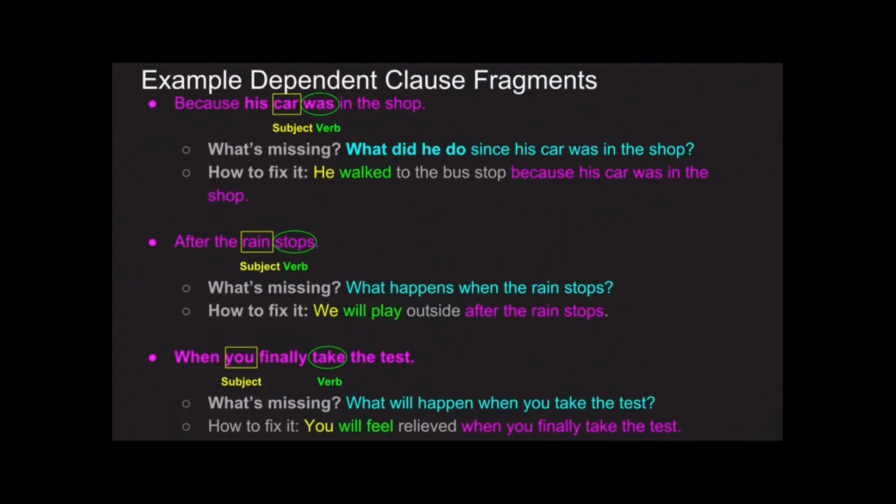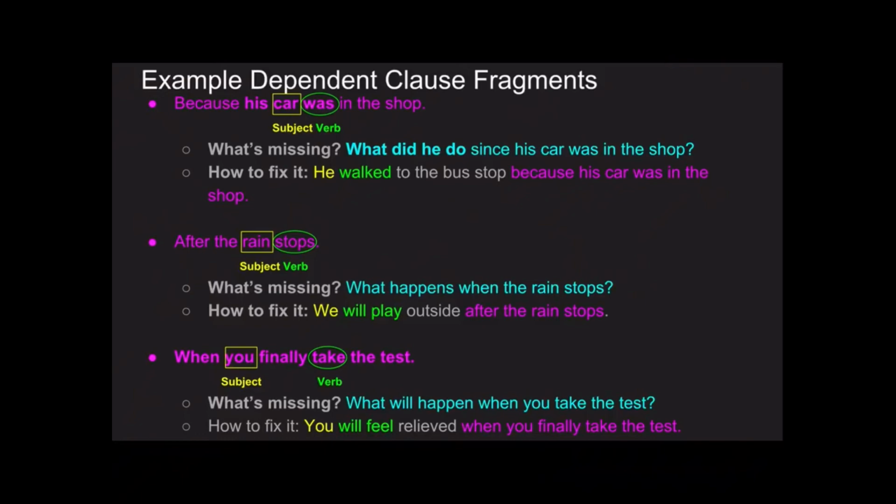In the third example, this fragment says, when you finally take the test. So we have the subject you, because this person is talking to you specifically, and then the action you're doing would be taking the test. So the part that's missing here is what happens when you take the test. We don't know. That is not disclosed to us, so we don't have a complete thought. So the way we fix that is by adding more information to it.